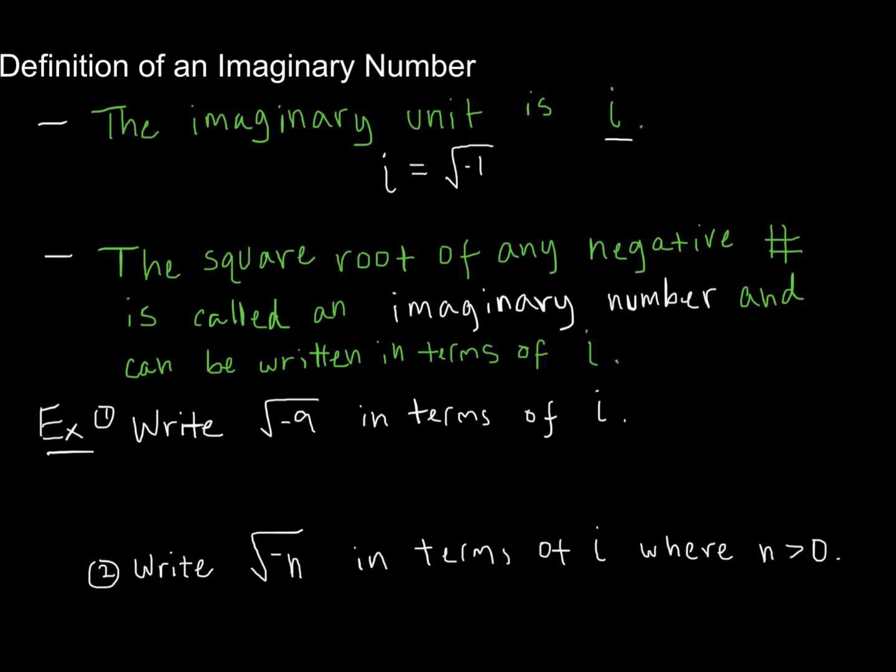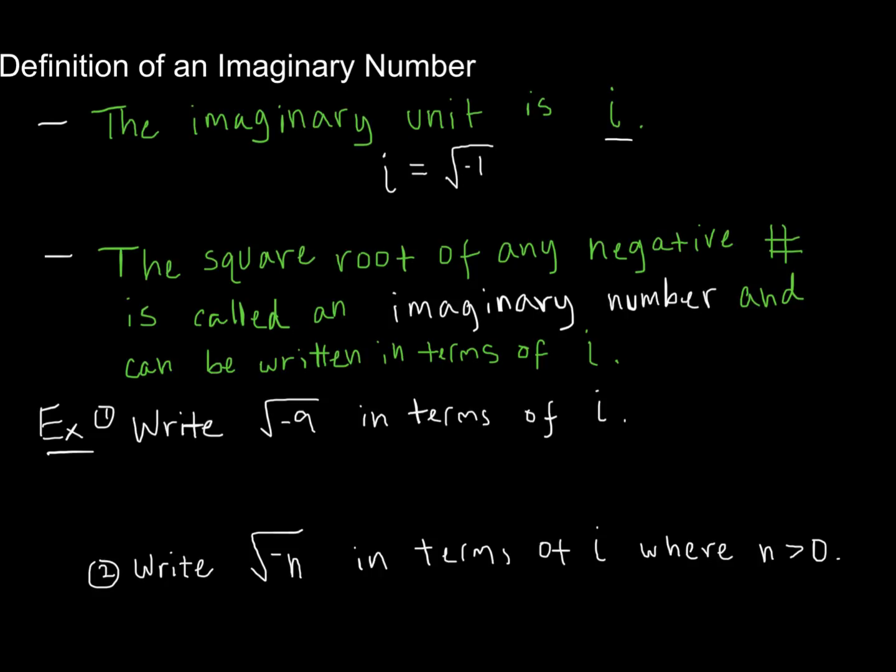So the square root of any negative number is called an imaginary number and can be written in terms of i, just like any real number can be written in terms of 1, right? 11 is 11 times 1, right? 12.5 is 12.5 times 1, right? And so what we can do is we can write any square root of a negative number in terms of i's. And so let's go ahead and do an example for how to do that. So go ahead and pause the video, make sure you have your definition written down, and then I want you to try each of these examples, and then go ahead and press play, and we'll talk about it.